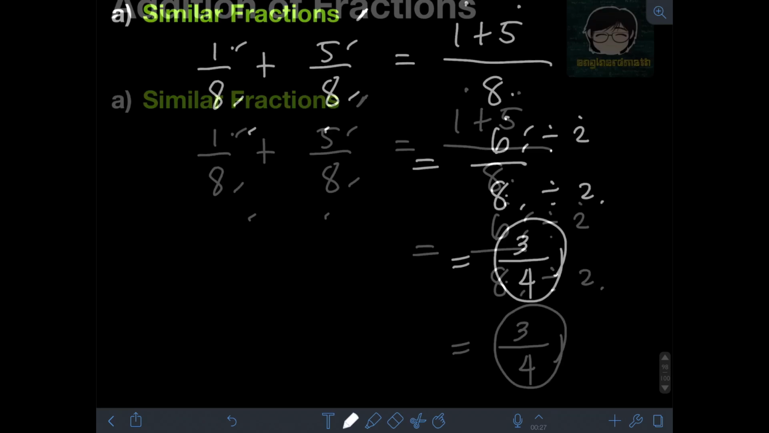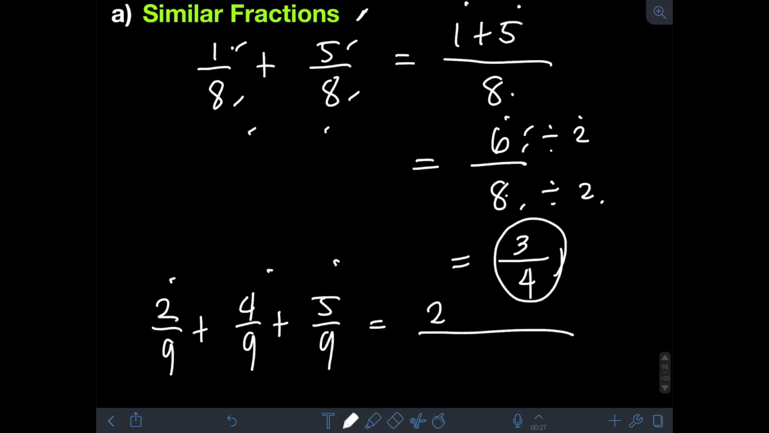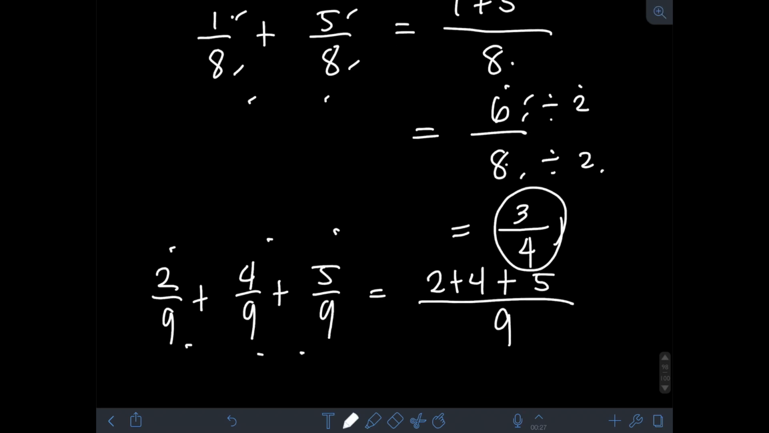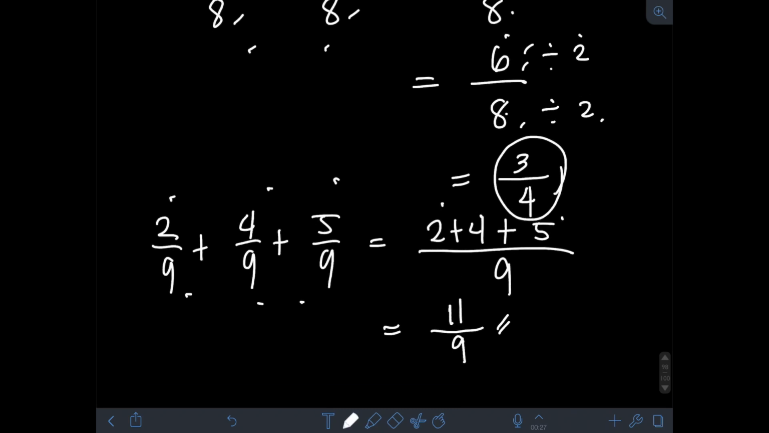Okay? Likewise, if we try to add 2/9 plus 4/9 plus 5/9, we simply add their numerators. So we have 2 plus 4 plus 5, and then copy the same denominator of 9. So adding the numerators, we have 2 plus 4 plus 5 is equal to 11 over 9.